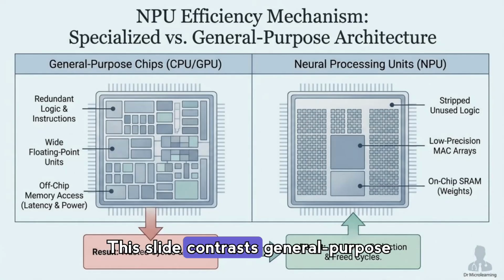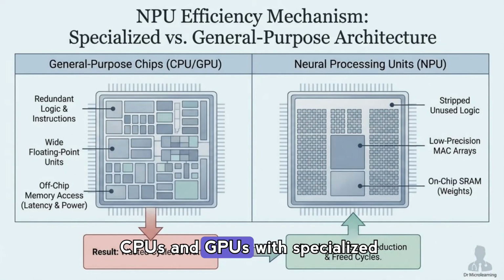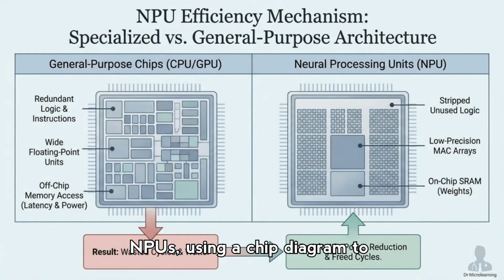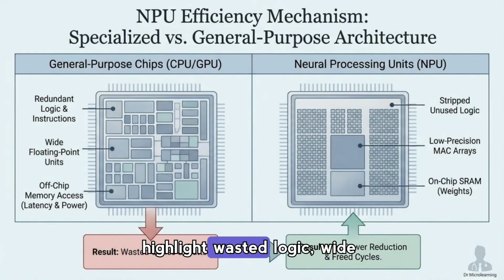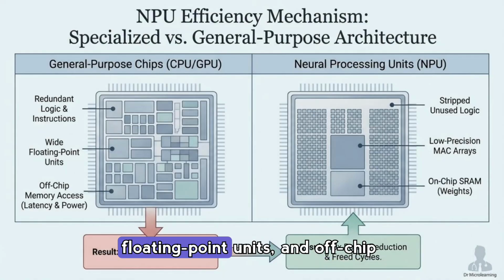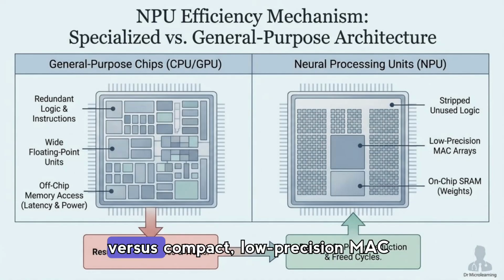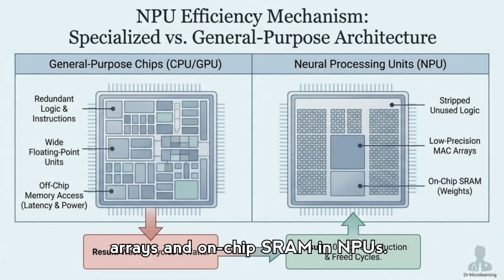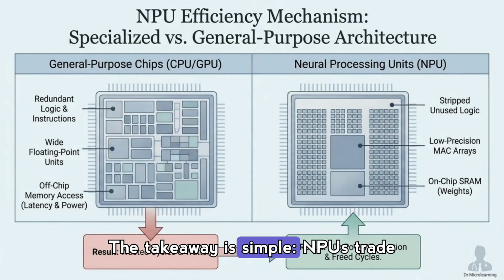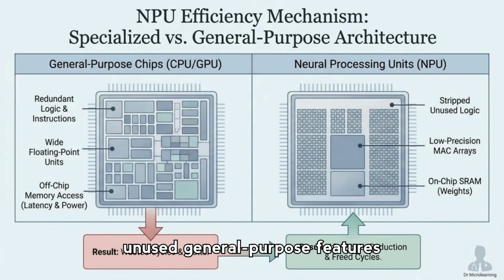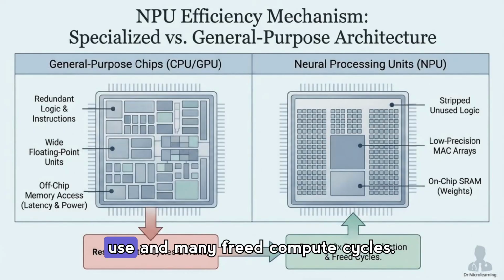This slide contrasts general-purpose CPUs and GPUs with specialized NPUs, using a chip diagram to highlight wasted logic, wide floating-point units, and off-chip memory in general-purpose designs versus compact, low-precision MAC arrays and on-chip SRAM in NPUs. The takeaway is simple. NPUs trade unused general-purpose features for streamlined data paths and memory, yielding far lower power use and many freed compute cycles.